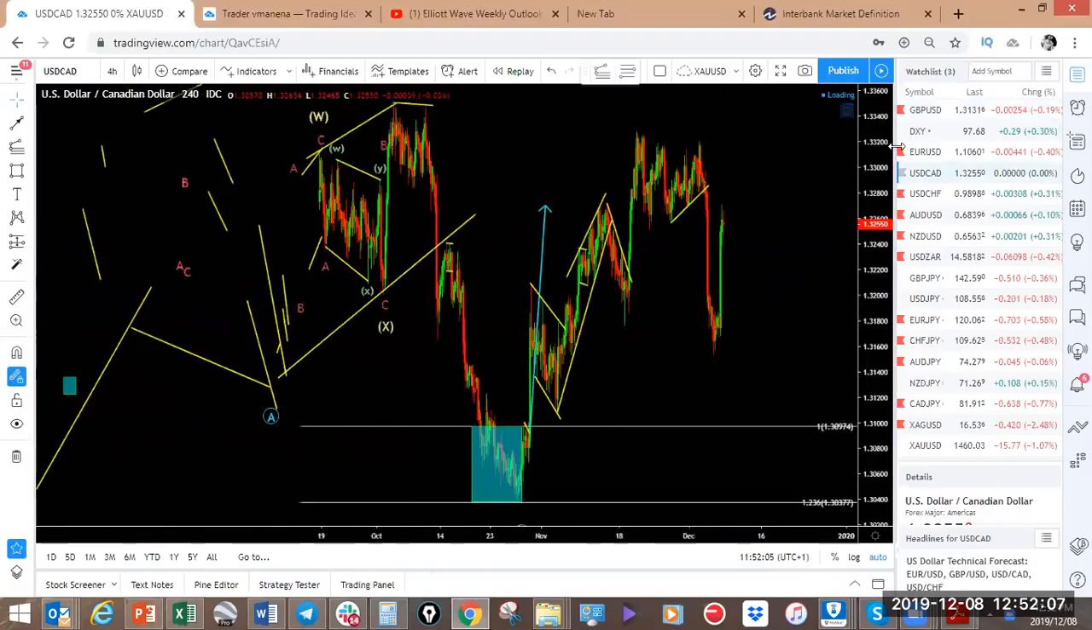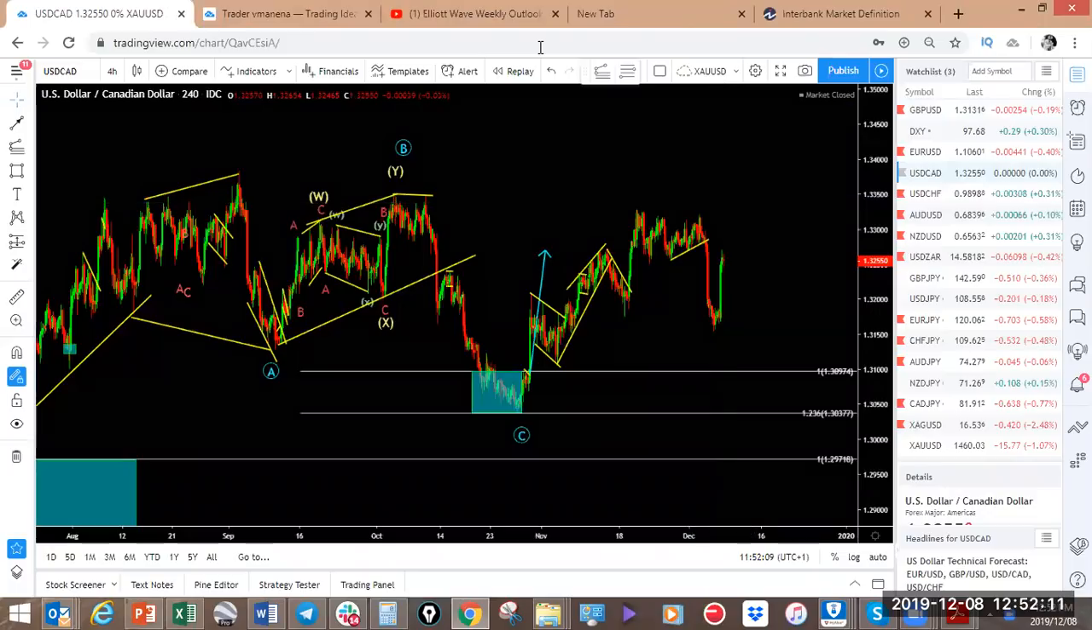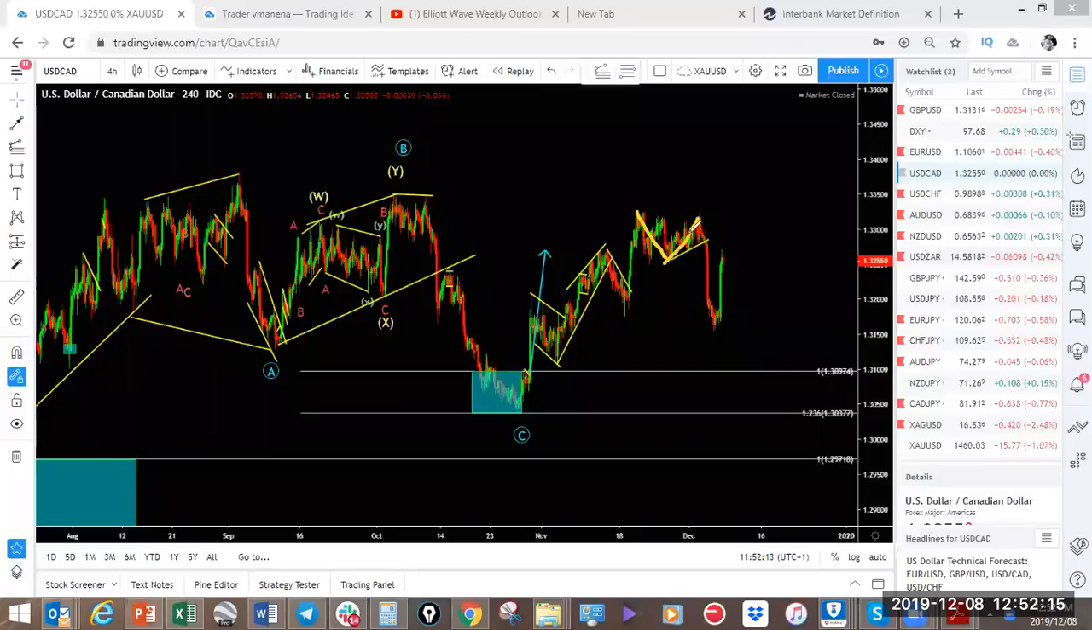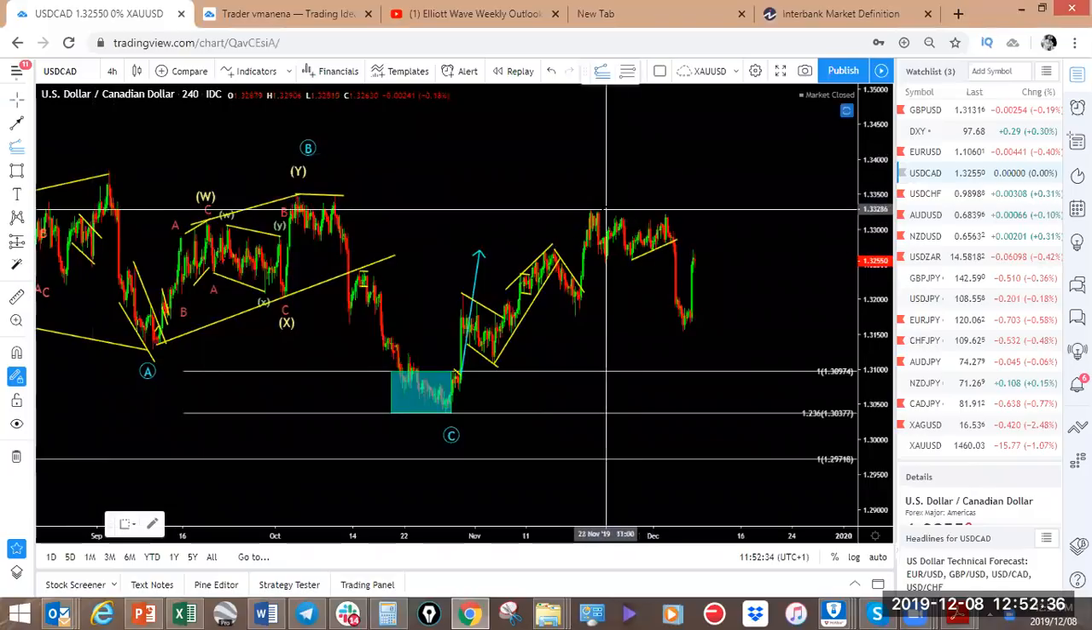Now US dollar CAD. If you remember last week, I said that this was going to be a W here, an X there, and a move back here, and then we're going to push up higher. Now it has changed that structure because it has now made a move all the way back here to the 61% of this here. So that is a different structure altogether that looks like an external zigzag like this. Okay, let's just check what the size of this is here quickly.